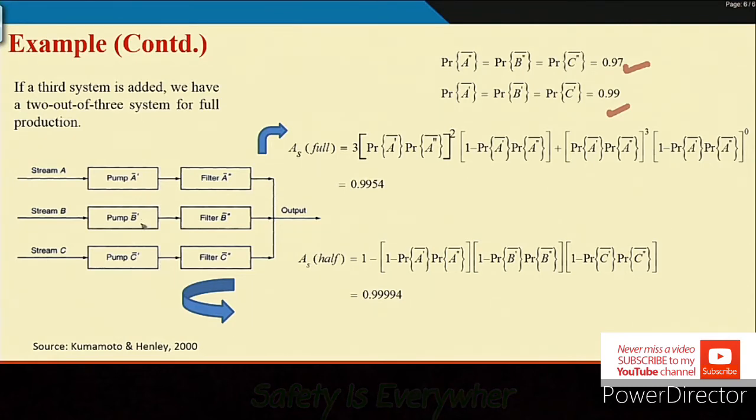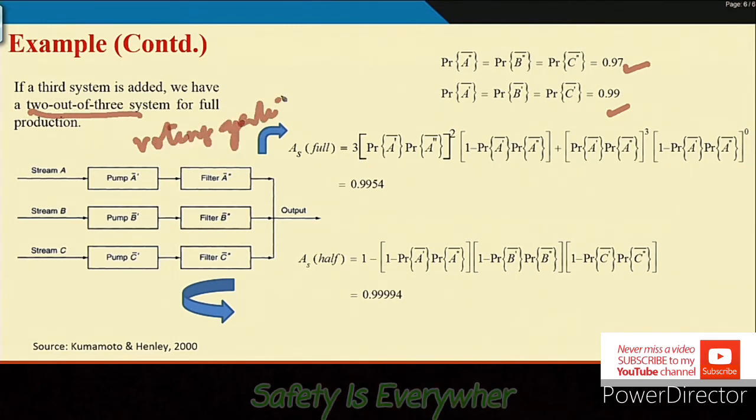Now what happened? You have three identical streams, but for full production you require two of the three to work. So it is a voting gate combination. Voting gate in terms of AS full as well as AS half. For AS full, 2 out of 3 streams must work, that means either 2 or 3 streams must work. For half production, 1 out of 3, meaning 1 or 2 or 3, must work.